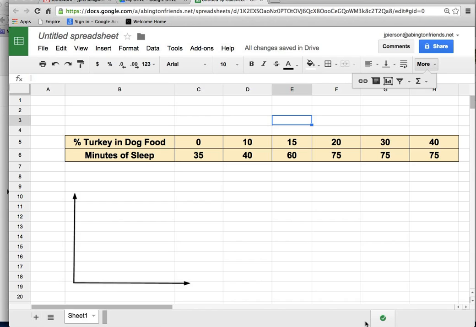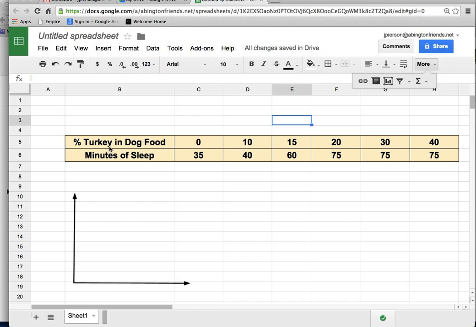So in this storyline, researchers want to see what effect the percent of turkey in dog food has on how much they sleep. With the idea, theoretically, that there's tryptophan in turkey, which makes people sleepy after they eat a big turkey dinner, but I think it's a bit of a wives' tale. But let's play along with this.